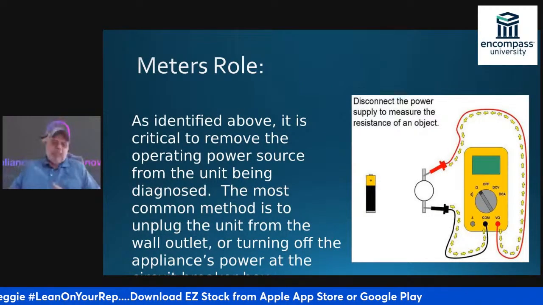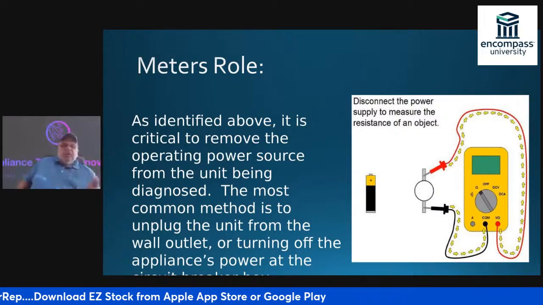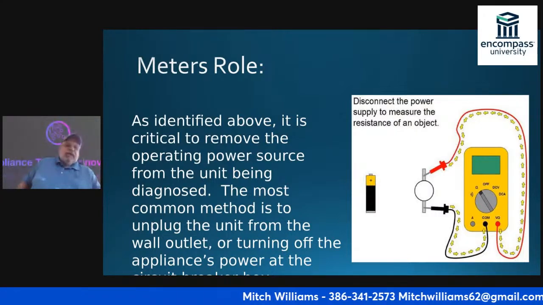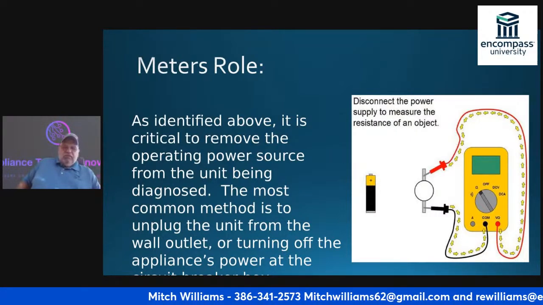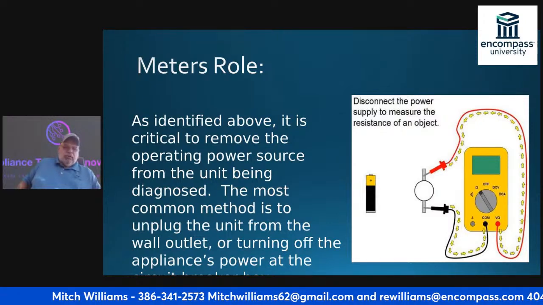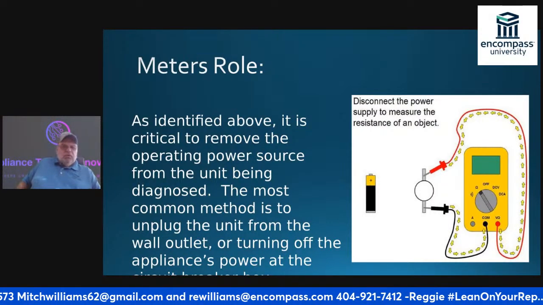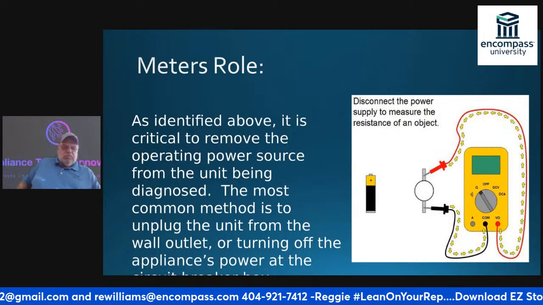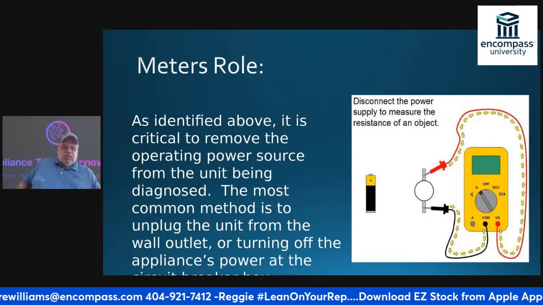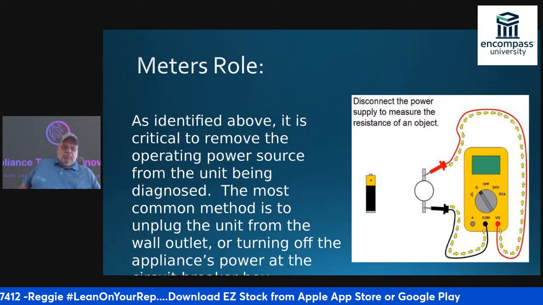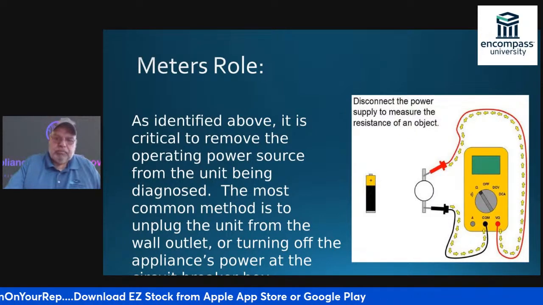Okay, let's talk about the meter's role. As identified above, it is critical to remove the operating source from the unit being diagnosed. I'm taking the power out of the unit, unless I'm measuring voltage. This is for resistance. The most common method is to unplug the unit from the wall outlet or turn off the appliance's power at the circuit breaker.